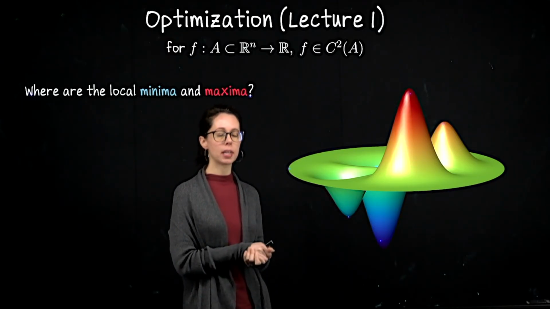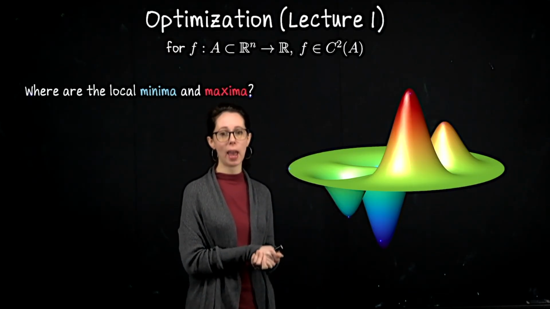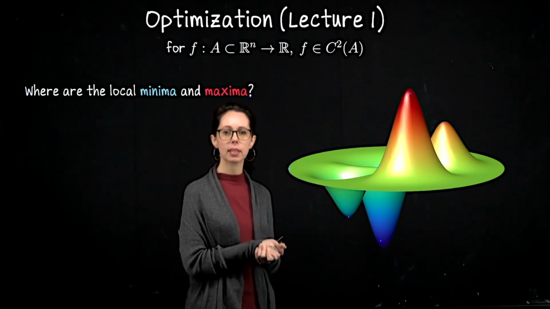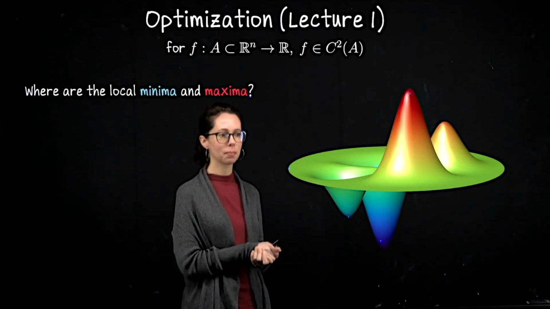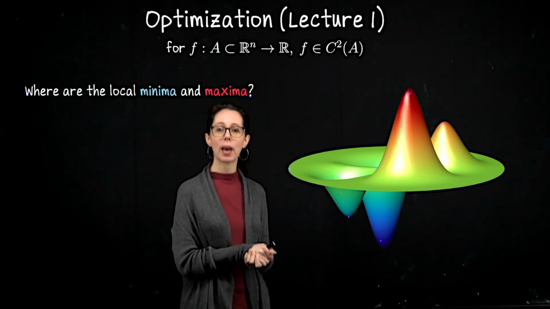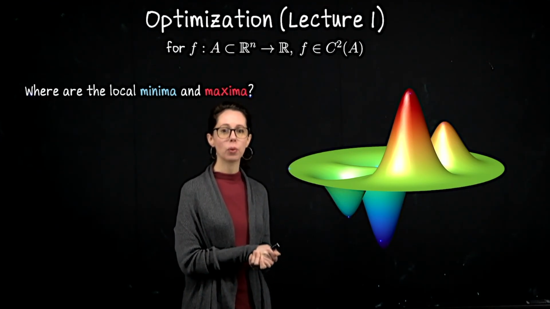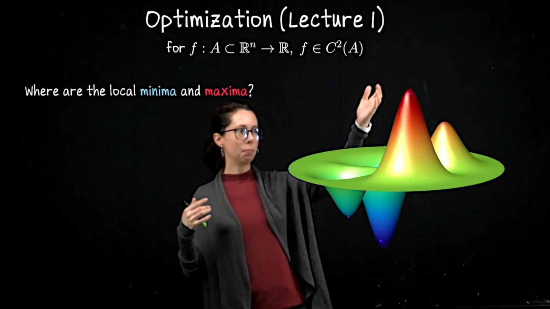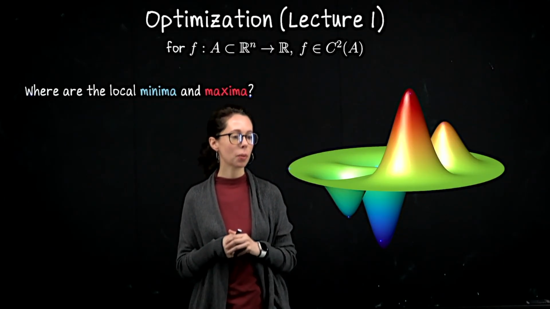But what we will assume is that our function f is class C2 on A. So it is twice continuously differentiable on its domain. The first question for us to answer is, where do the extreme values of f occur? So for that, we're looking for, say, peaks and valleys, like in this particular picture.